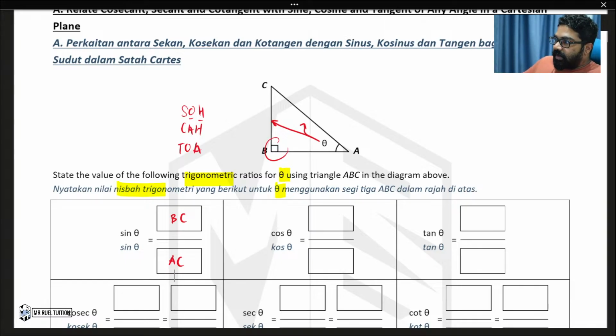Okay, cos is what? Adjacent over hypotenuse. Bersebelahan. AB, yes, very good. AB, hypotenuse, AC. Okay. Tangent, toa. Opposite, sisi bertentangan ialah BC over adjacent, AB. BC over AB. Everybody okay?